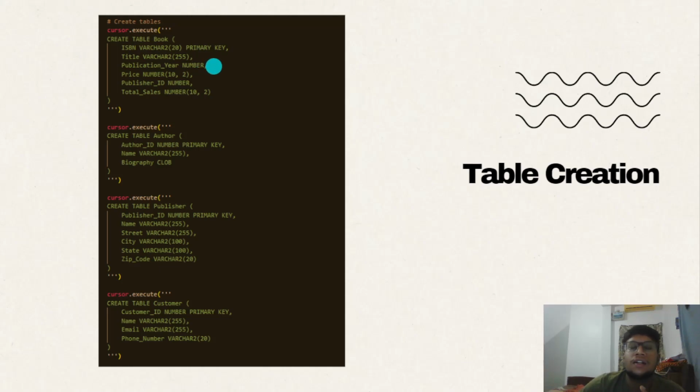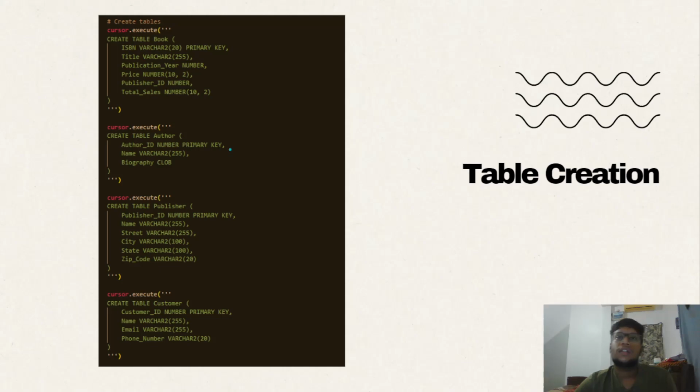And then the publication year. This publication year is just a number, and then the price is a number of length 10 with up to 2 decimal places. And then the publisher ID is obviously a number, and the total sales is also a number, as I said before, 10 with 2 decimal places.